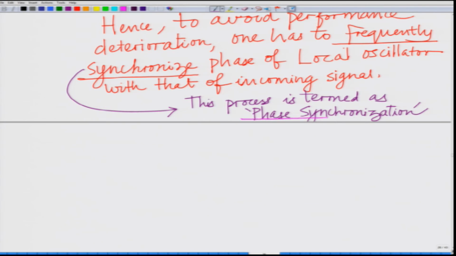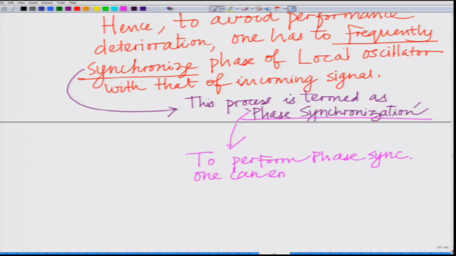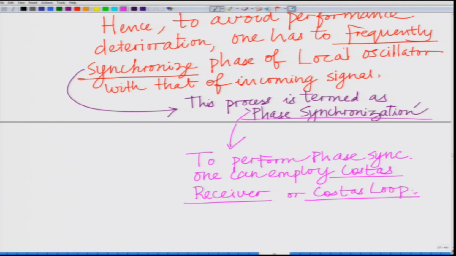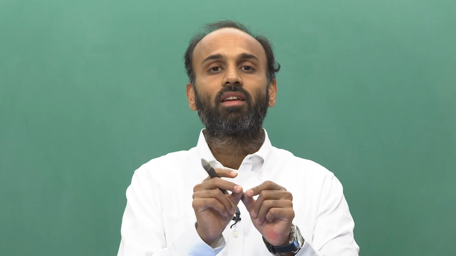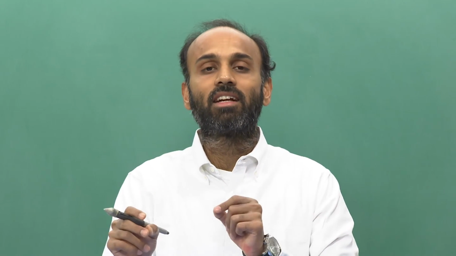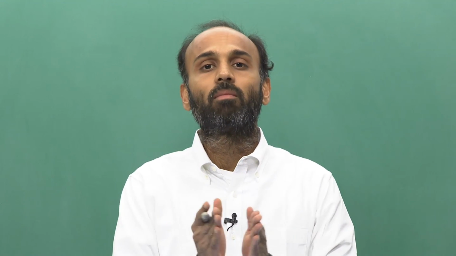And to perform phase synchronization, one can employ a Costas receiver or a Costas loop. What the Costas receiver does is basically it synchronizes the phase of the locally generated carrier with that of the carrier component in the incoming signal, thereby aligning these two phases, making sure that the locally generated carrier is in sync with the carrier wave component in the incoming signal, thereby avoiding the performance deterioration that arises otherwise from non-coherent demodulation.